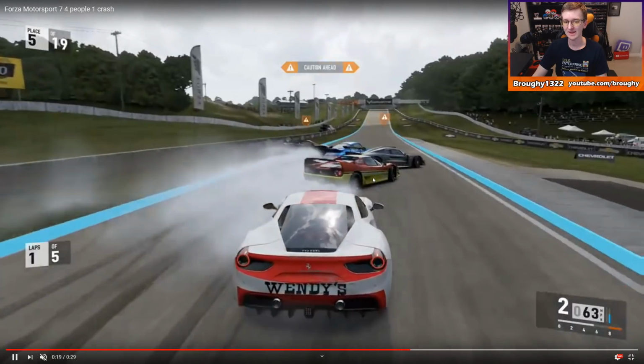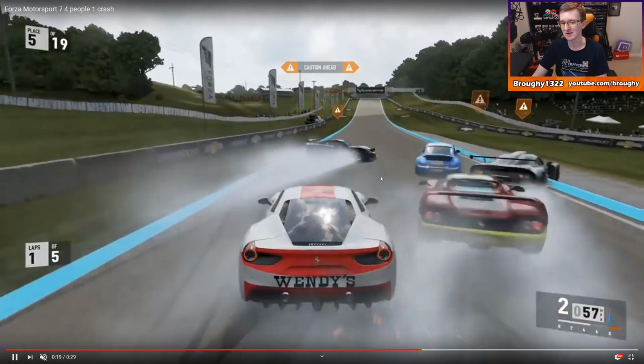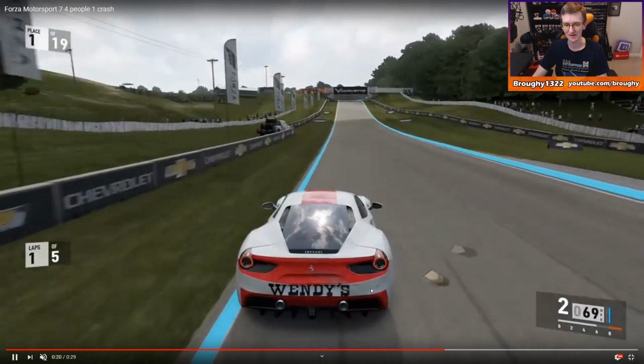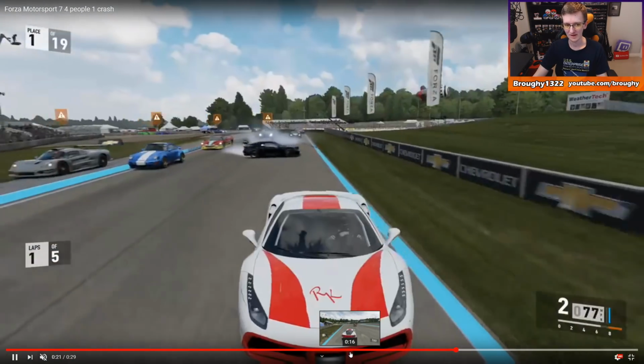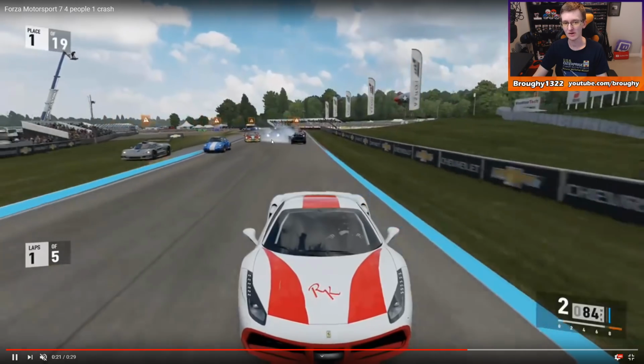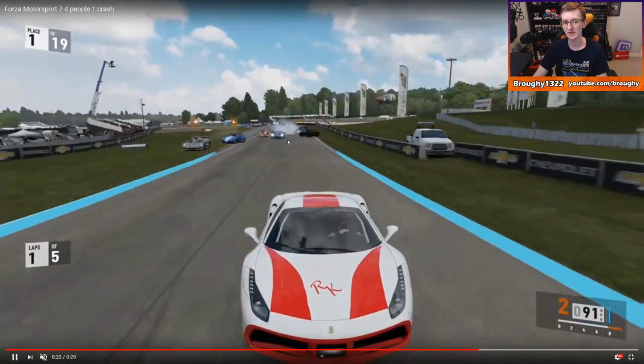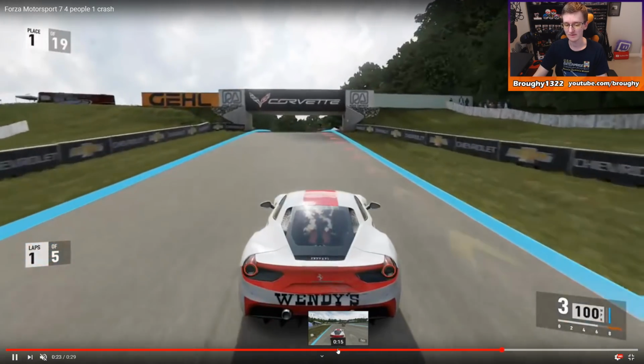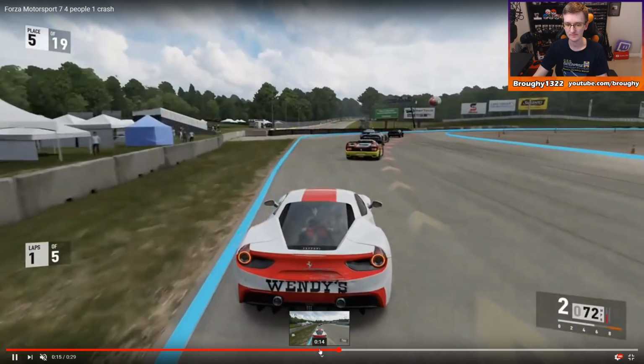So trying to apportion any kind of blame to this incident is going to be difficult. I mean, the blue car and the grey car, well, all of them get away with it relatively not too badly. Obviously, the black car, who was leading, suffered the most from that.